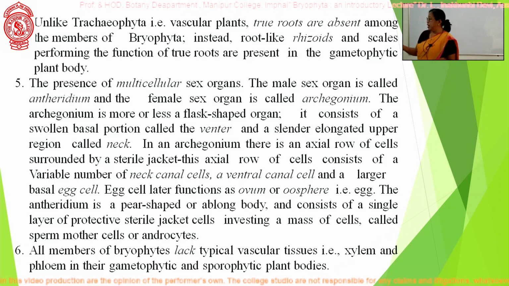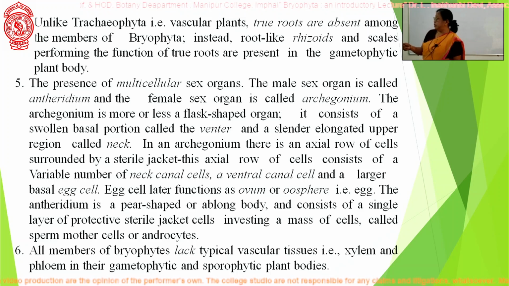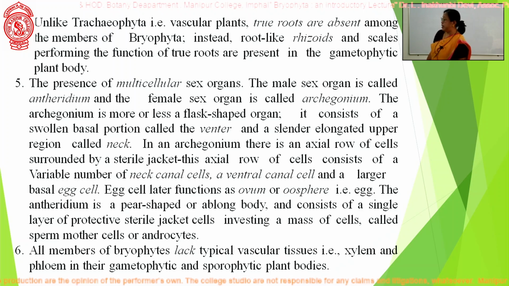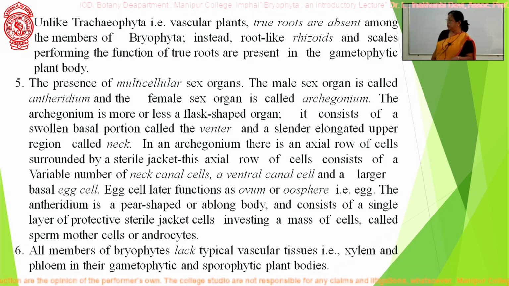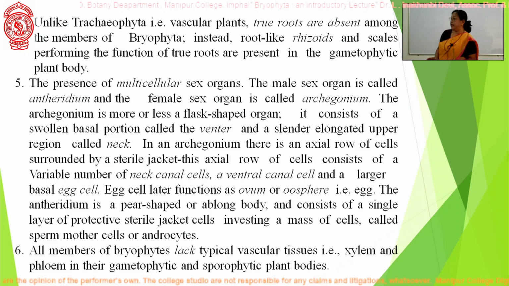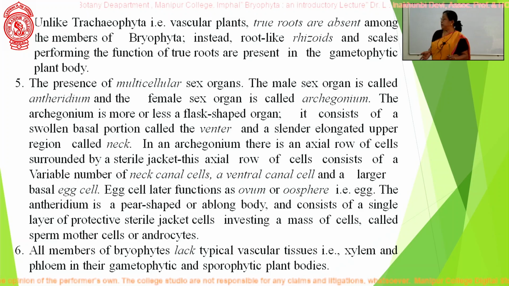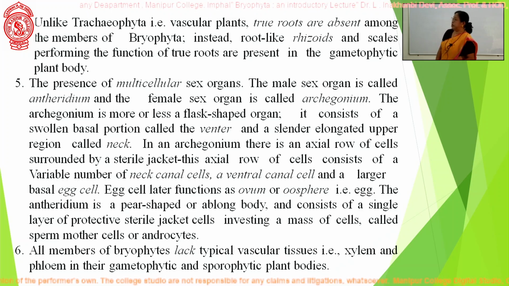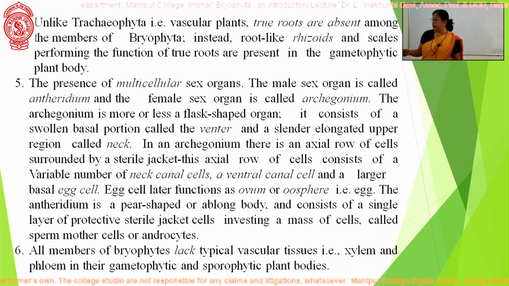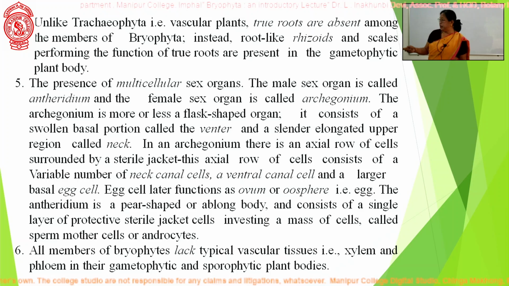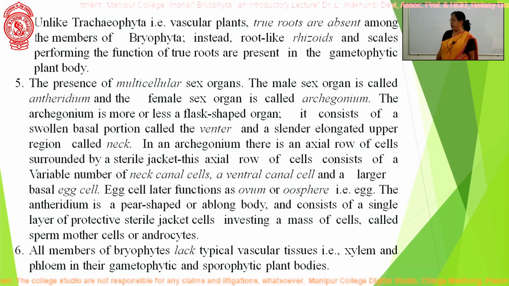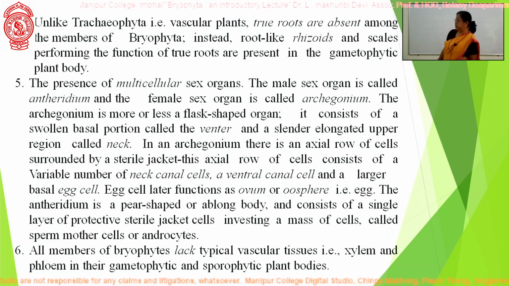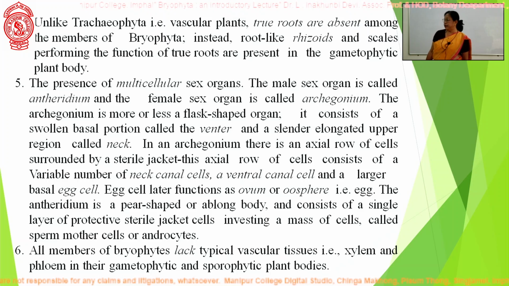In an archegonium, there is an axial row of cells surrounded by a sterile jacket, and this axial row of cells consists of a variable number of neck canal cells and a ventral canal cell, and this ventral canal cell is just near the venter, and a larger basal egg cell which surrounds the egg. The egg cell later functions as the ovum or oosphere, and it is known as the egg, and the antheridium is a pear-shaped or oblong body and consists of a single layer of protective sterile jacket.